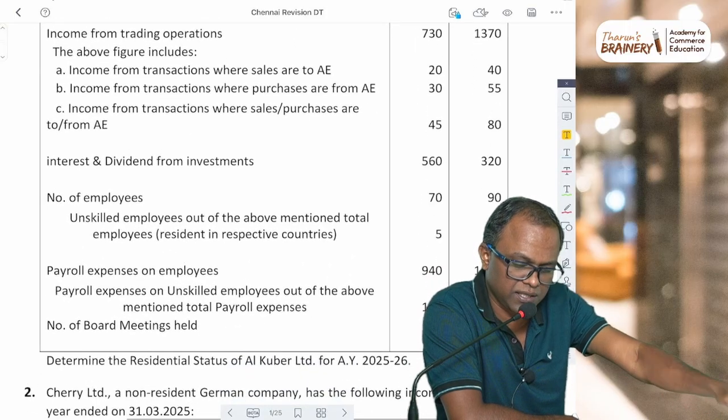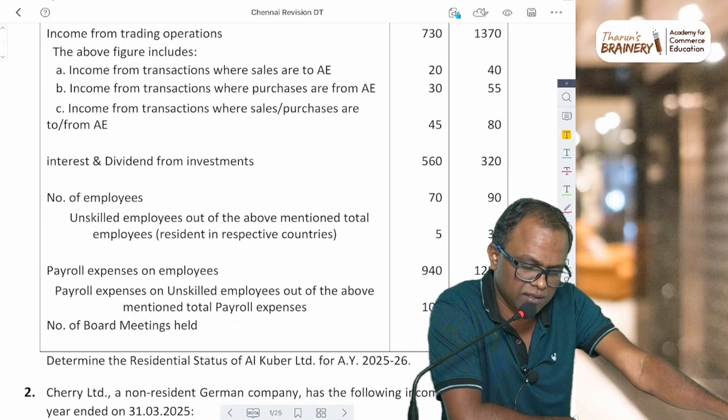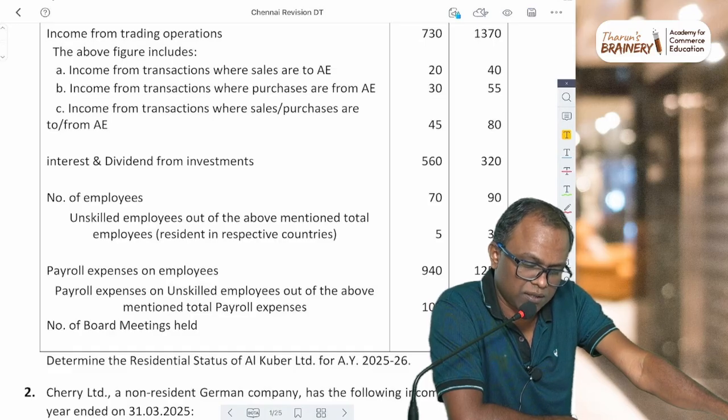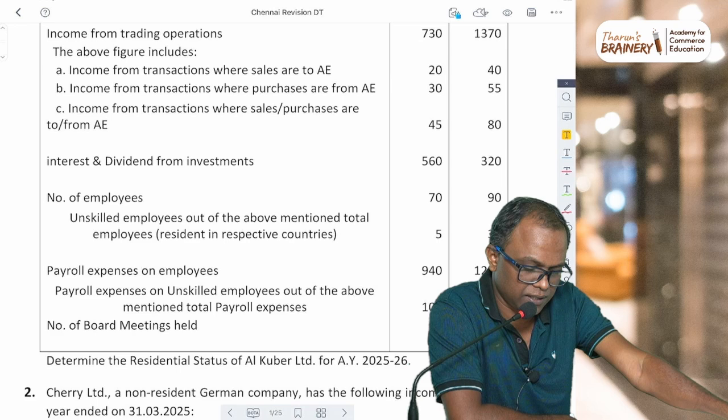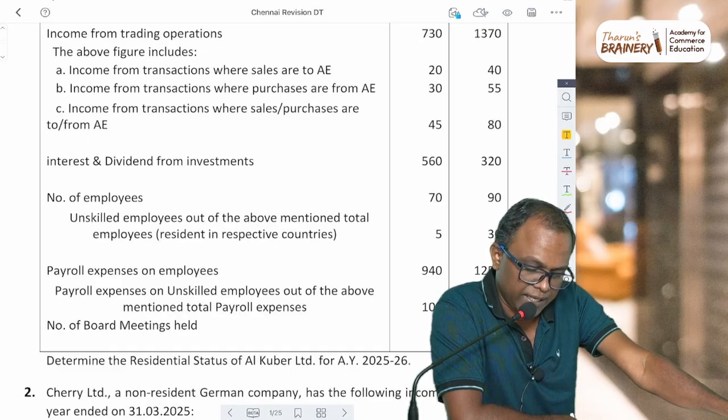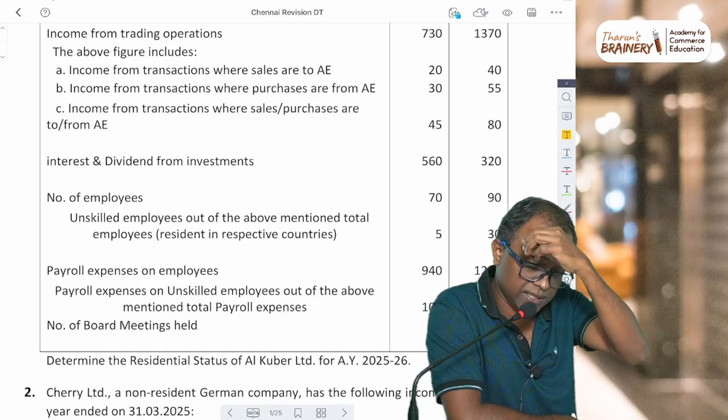Number of employees in India, 70, 90, unskilled and skilled, 530. Okay. Number of employees 70 and 90. Out of the above mentioned total employees resident in respective country, unskilled in India 5 and outside India, Dubai, 30. Okay. Payroll expense on employees 940, 250. Payroll expense on unskilled employees out of the above, that is 415. And number of board meetings held 3 and 4. So this is the basic details.